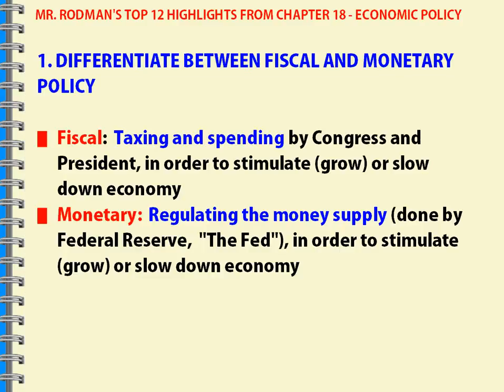Let's start by differentiating between fiscal and monetary policy. Fiscal policy being budgets, taxing and spending. Congress and the President, the executive branch and the legislative branch, working together to control taxation and government spending in order to either stimulate or grow the economy, or to slow the economy down, keep it from getting overheated, keep inflation from rising. Monetary policy is what the Fed uses to regulate the money supply.